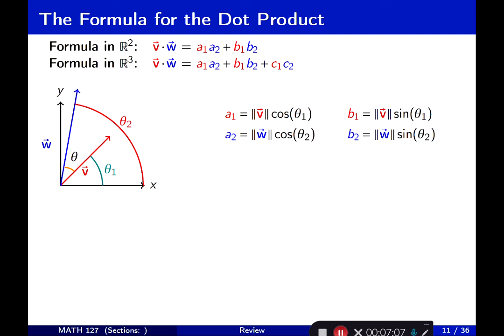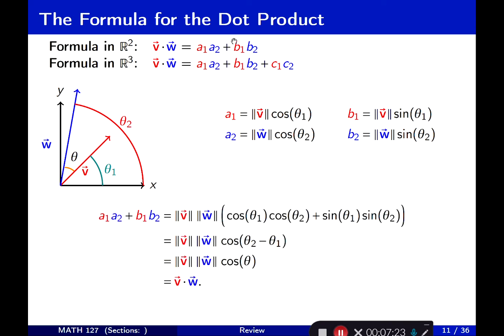Now if I look at the right hand side of the equation up there, and I multiply a1 times a2 and b1 times b2 and add them together, we end up with the magnitude of V times the magnitude of W times cosine theta 1 cosine theta 2 plus sine theta 1 sine theta 2, and that is actually the magnitude of V times the magnitude of W times cosine of theta 2 minus theta 1.